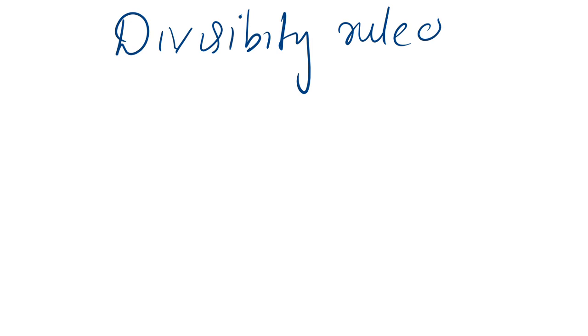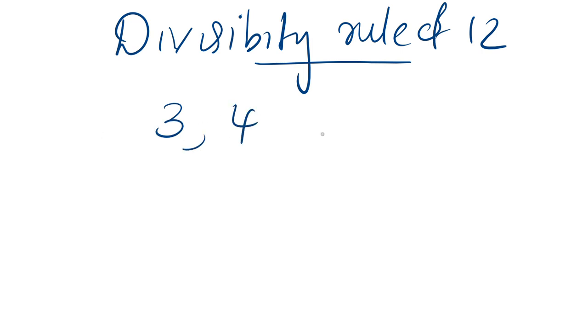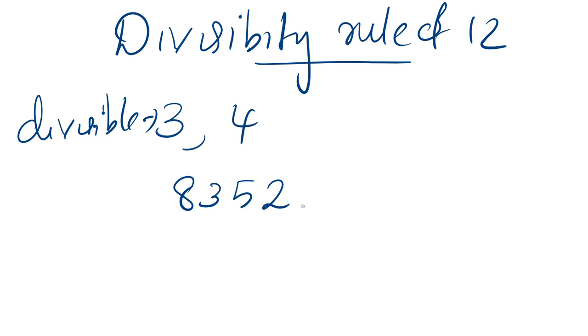Okay, we'll tell the divisibility rule of 12 too. Then we can finish the class. Divisibility rule of 12. If a number is divisible by both 3 and 4, then it is divisible by 12. For example, 8352. This number is divisible by both 3 and 4. Then it is also divisible by 12. A number which is not divisible by either 3 or 4 is not divisible by 12.